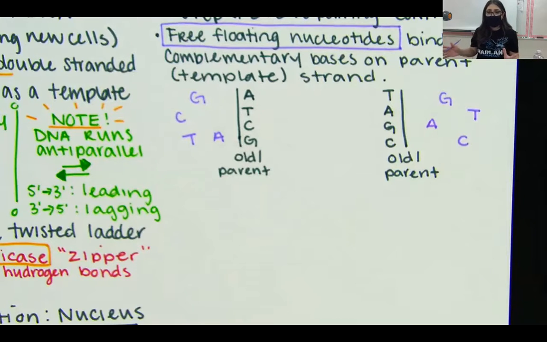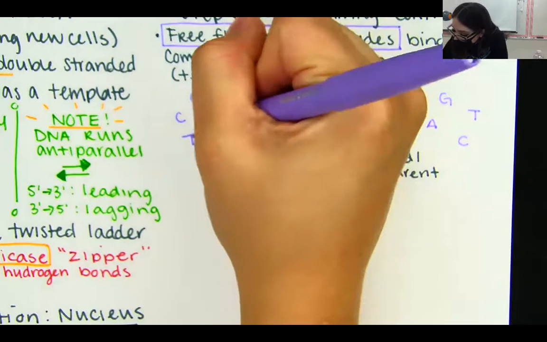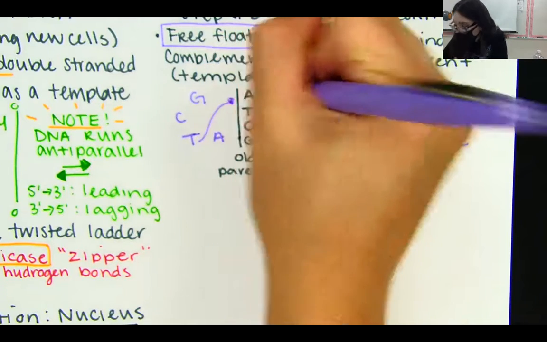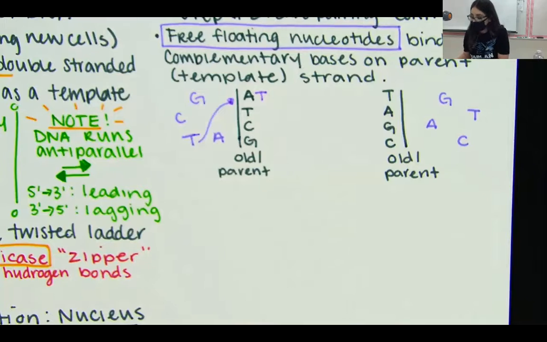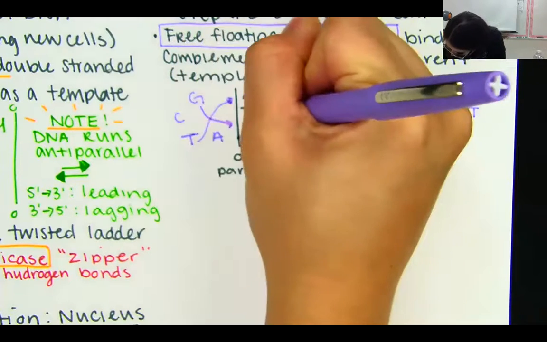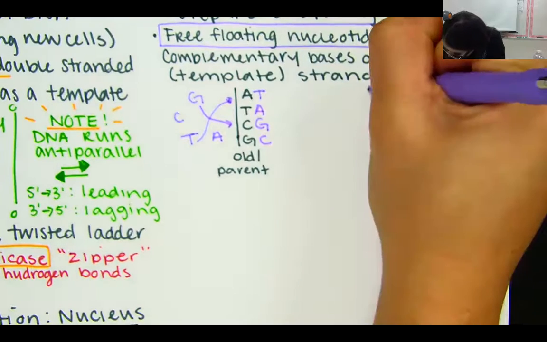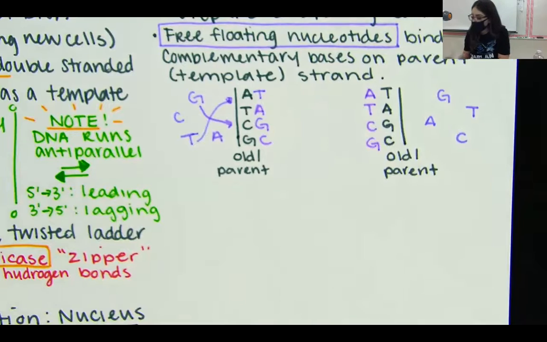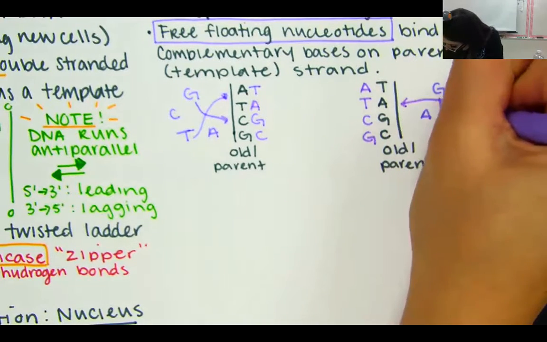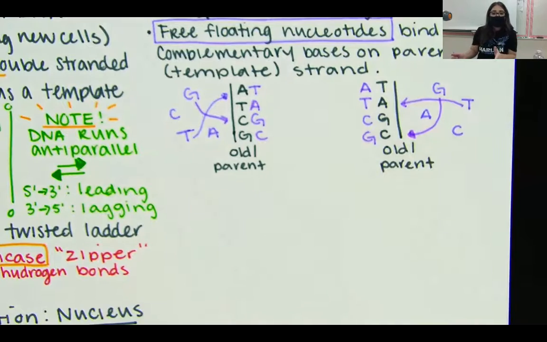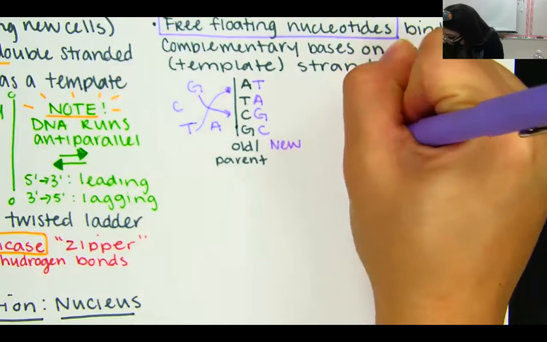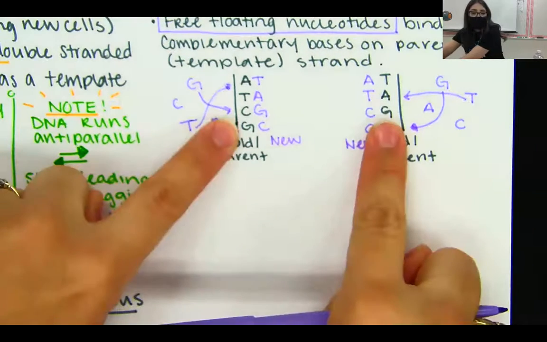Since now there is a vacancy, there's an availability on the starting roster, this guy is going to jump to his opportunity and pair up with that A. This guy is going to do the same. So on and so forth. And what I've essentially created is a new daughter strand. Are these two identical?